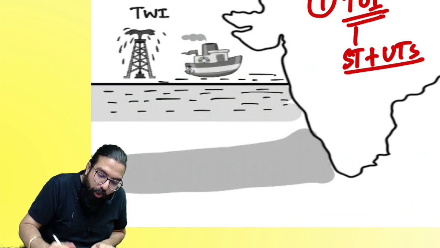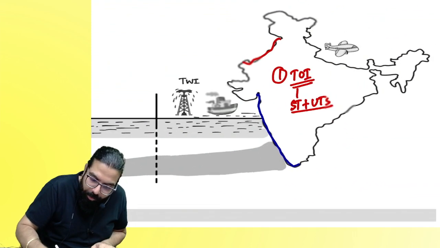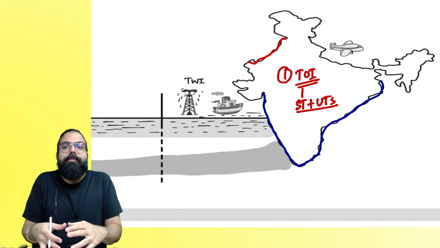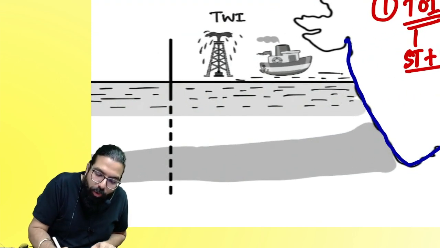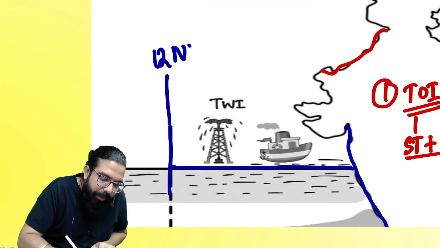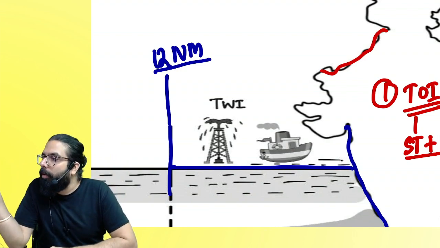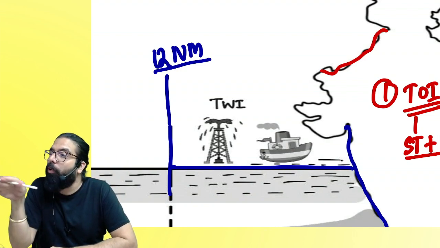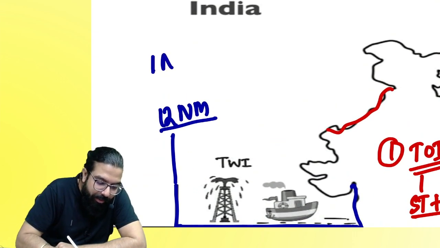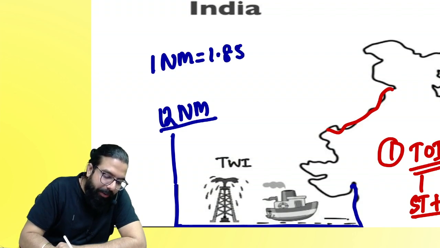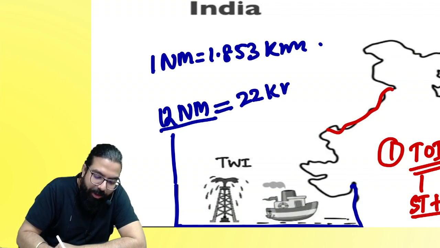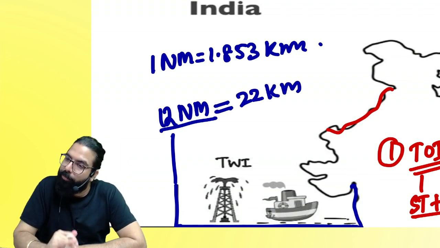Now, from the coastal line, when you go 12 nautical miles, how much is that? On road we say kilometer. In water we don't say kilometer, we say nautical mile. Sir, how much is 1 nautical mile? 1.853 kilometers. Sir, how much is 12 nautical miles? 22 kilometers. Sir, do we have to remember? No, just for your knowledge.